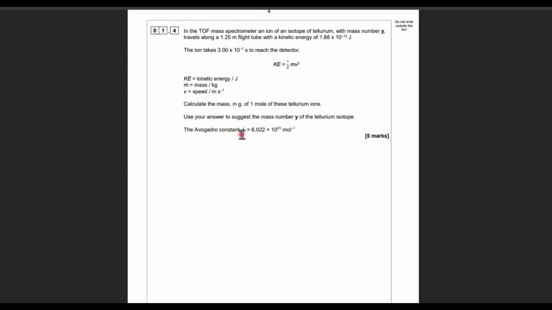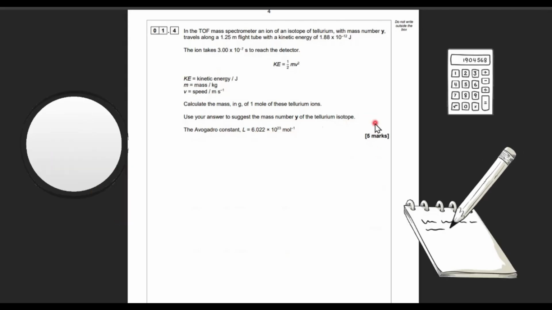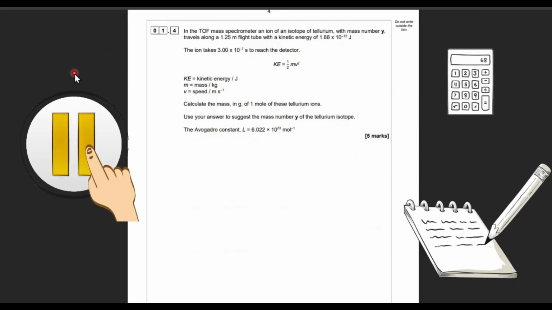The Avogadro's constant L is equal to 6.022 times 10 to the 23. We can just call it L, and this is worth 5 marks. Why don't you grab your calculator, grab a pen, grab some paper, have a go at this one, and then I'll go through the explanation for you.